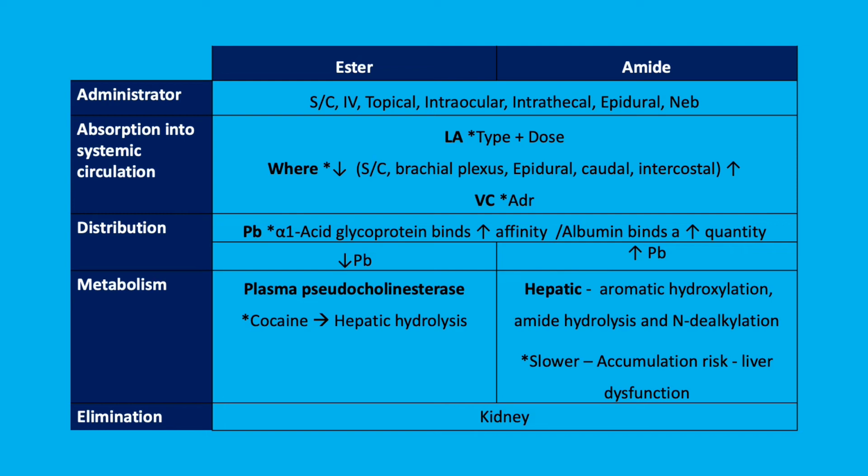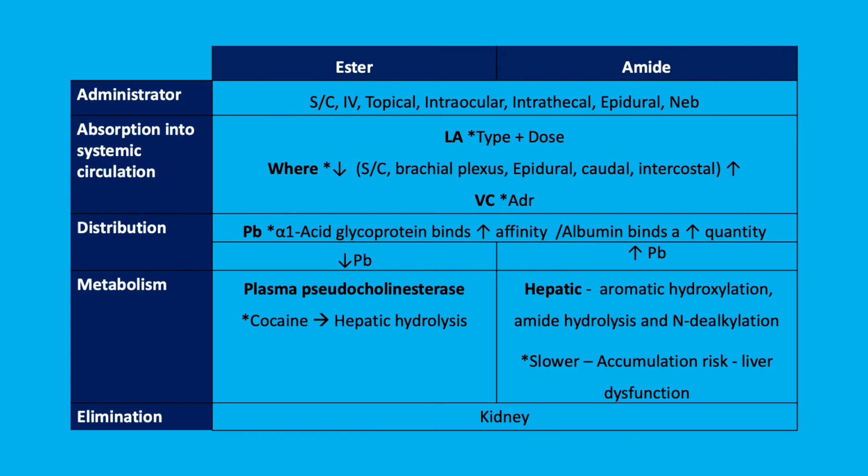Once absorbed into the systemic circulation, they'll bind to plasma proteins, with a high affinity to alpha-1 glycoprotein but also albumin, with a greater quantity. Amides have higher plasma protein binding than esters. But remember, these agents can bind to plasma proteins, but they can also bind to membrane proteins, resulting in their mechanism of action. That can also cause confusion.